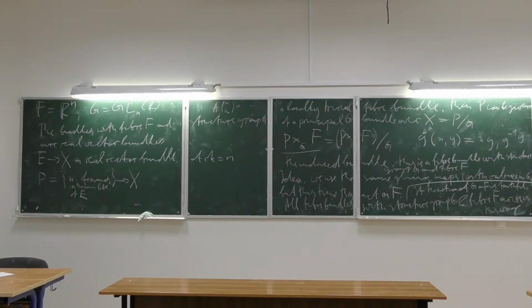Okay, so here's the difference. Suppose you have a vector space. Well, if you have a frame in a vector space, this doesn't give you an endomorphism or an automorphism. To get an automorphism, you need another frame.